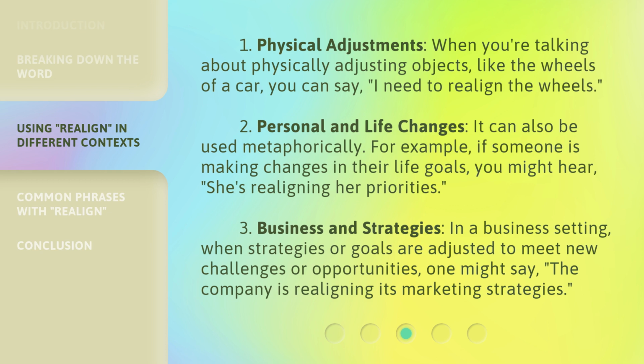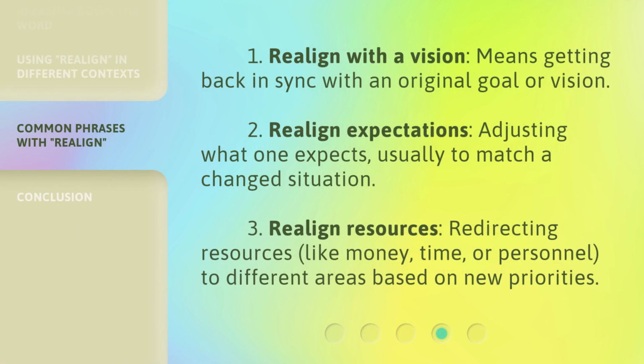3. Business and strategies. In a business setting, when strategies or goals are adjusted to meet new challenges or opportunities, one might say, the company is realigning its marketing strategies. 1. Realign with a vision means getting back in sync with an original goal or vision. 2. Realign expectations. Adjusting what one expects, usually to match a changed situation. 3. Realign resources. Redirecting resources, like money, time, or personnel, to different areas based on new priorities.